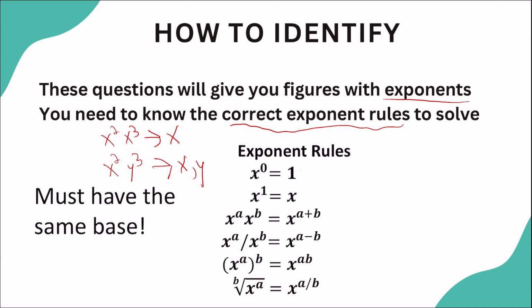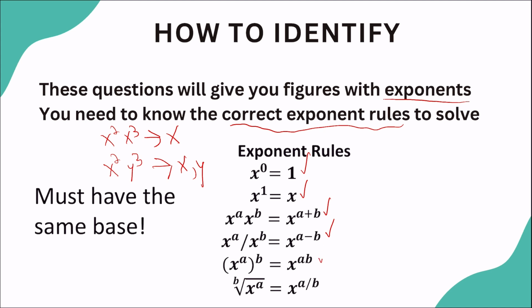Now let's look at our exponent rules. Anything to the exponent 0 is 1. Anything to the exponent 1 is just itself. If we have the same base multiplied by each other, the exponents get added. If we have the same bases dividing, you subtract the exponents. If we have power to the power, so if we have an exponent to the power of something, you multiply the exponents.